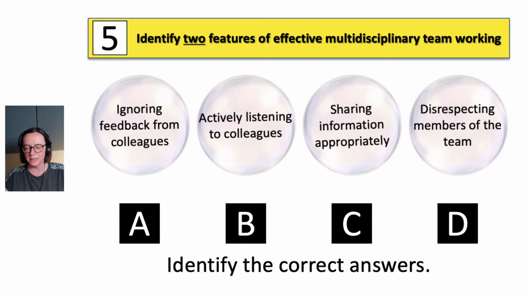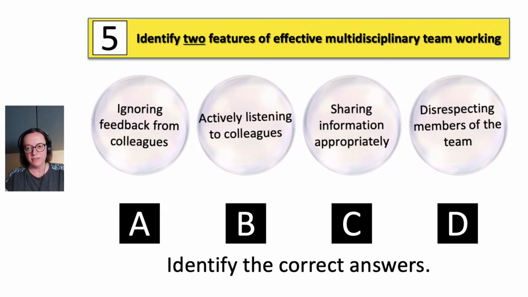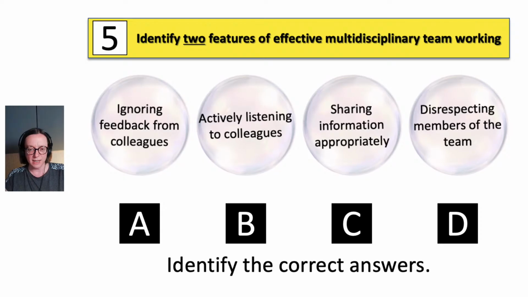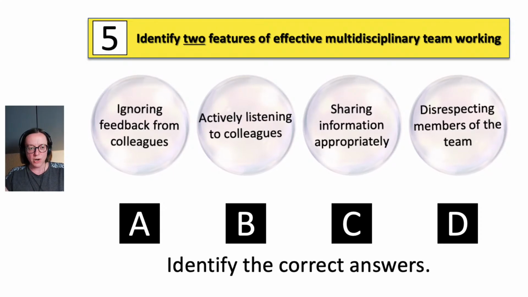Okay, I think this is our last bubble quiz. Can you identify 2 features of effective multidisciplinary team working? A, ignoring feedback from colleagues, B, actively listening to colleagues, C, sharing information appropriately, D, disrespecting members of the team. So what are our 2 features of effective MDT working? MDT working is the bread and butter of health and social care. If you guys have already been out on placement, you will have seen multidisciplinary team working. You might have seen it going well, you might have seen it going less well.